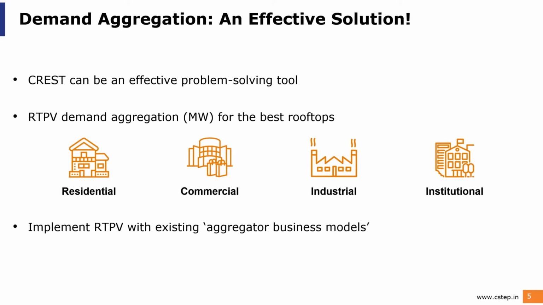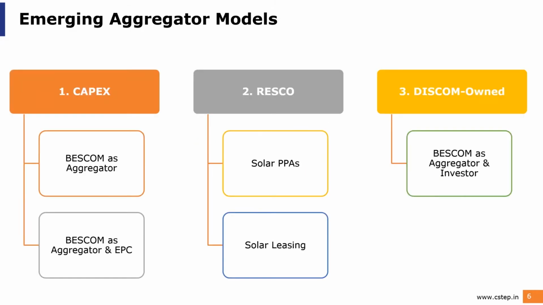Finally, after demand aggregation, BESCOM can think of implementing RTPV with different aggregated business models. At present, there are three basic models which are CAPEX, RESCO, and DISCOM owned. Under CAPEX, there are two models where DISCOM acts as aggregator as well as aggregator and EPC both. Solar PPAs and solar leasing are two submodels of RESCO, and the last model is DISCOM owned, where DISCOM itself is acting as aggregator and investor.